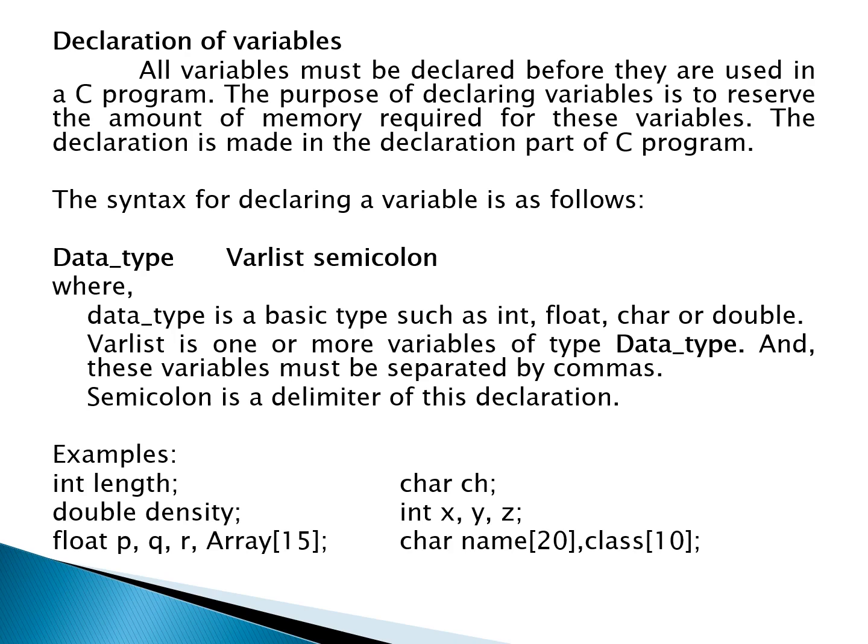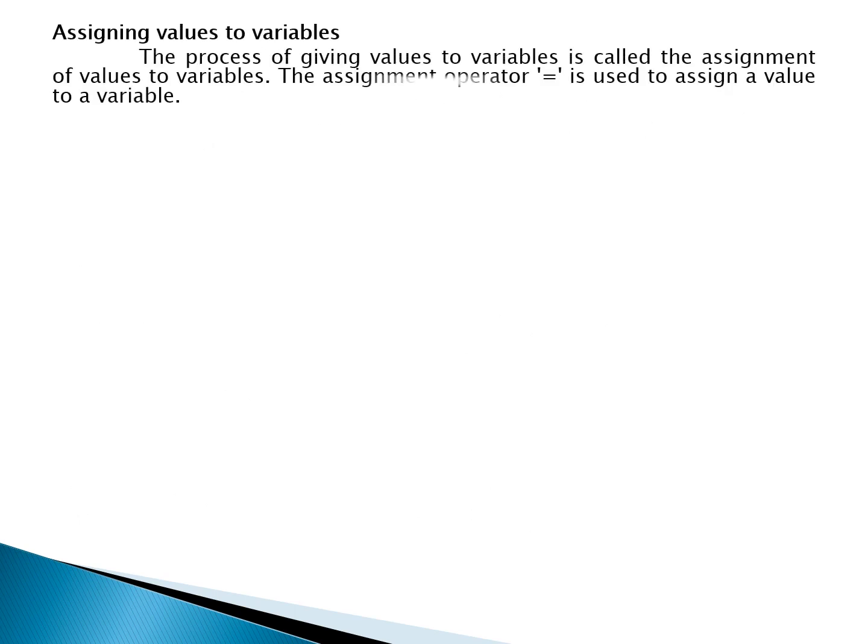Then char of size 10 is used for storing a string value, and it can store 10 characters including a null character. The process of giving values to variables is called assignment of values to variables, and the assignment operator, equal to, is used for assigning a value to a variable.